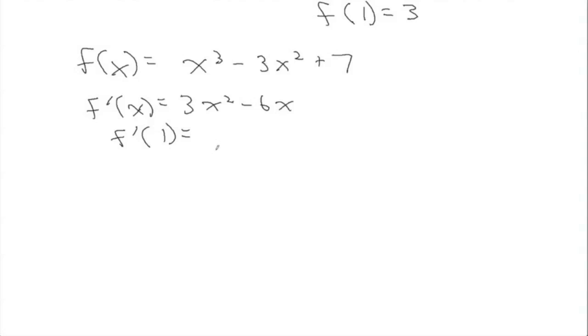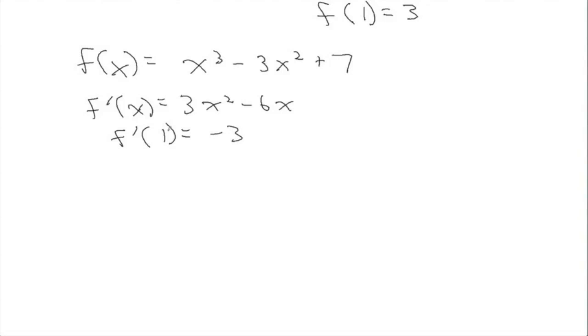F prime of 1 would be -3. 3 minus 6 is minus 3. Good. How would you interpret that? As x increases from 1 to 2, the value of the function decreases by 3. Good. That's good that you took your time and phrased that correctly. As the input increases by 1 unit, the function is decreasing here. Did you say by approximately 3 units? This is not a straight line, so it'll give us the approximate change.